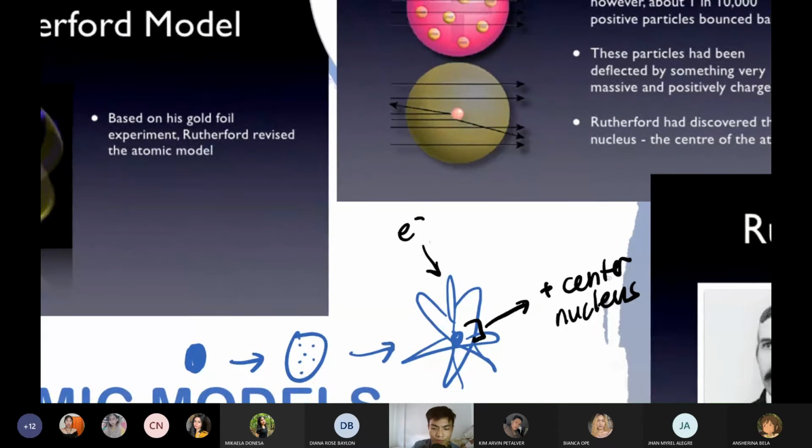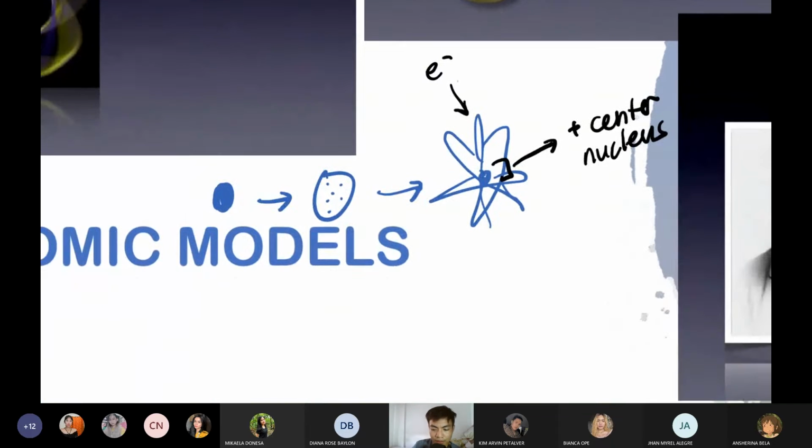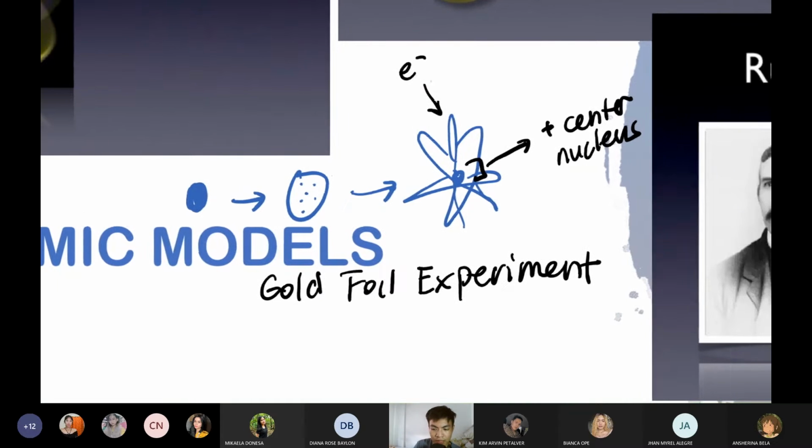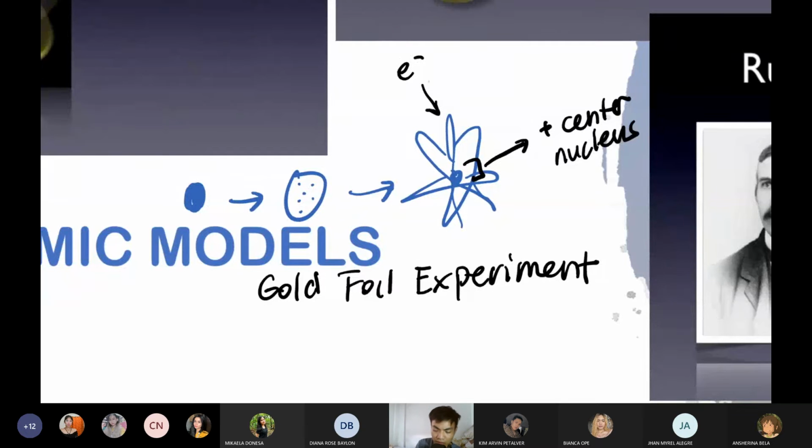Okay? So, si Rutherford, ang ginawa niya ay ganito. Gumawa siya ng gold foil experiment. Wala siya sa PowerPoint kaya kinukwento ko na lang na limited yung nasa PowerPoint natin. Okay, so kabisado naman natin kaya note nyo na lang. Okay, so yun. So Ernest Rutherford investigated atoms using his gold foil experiment.